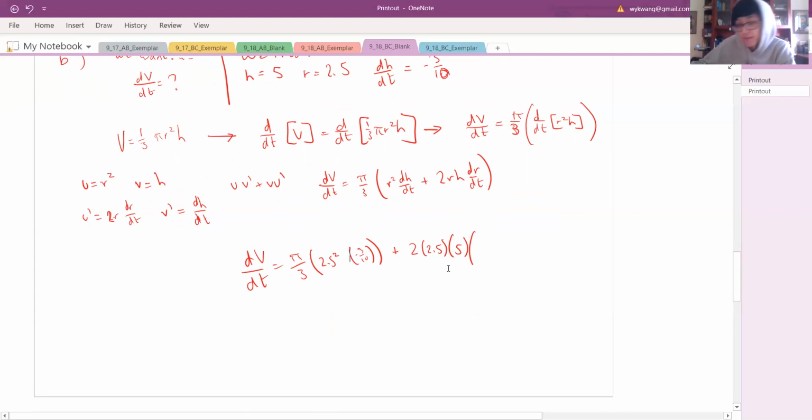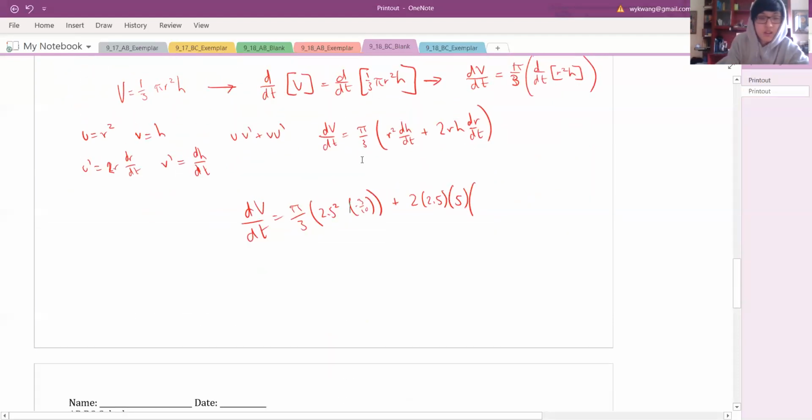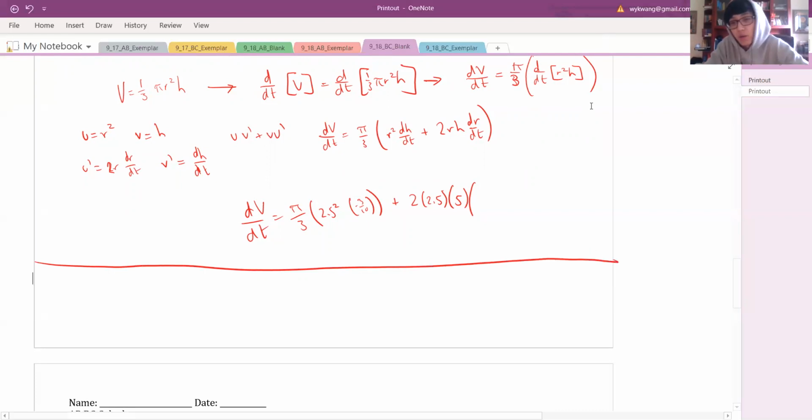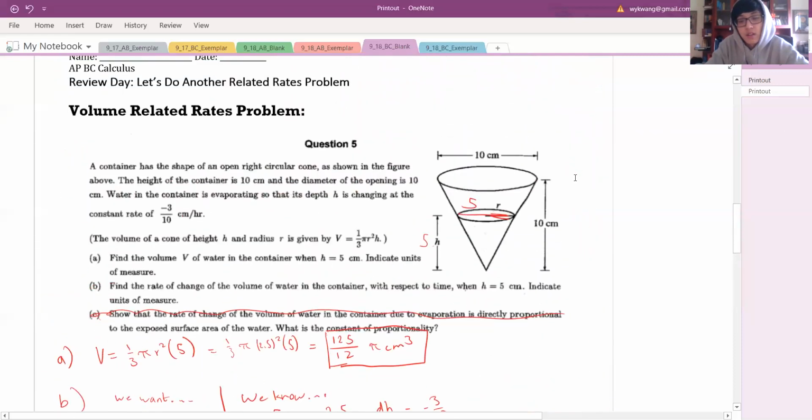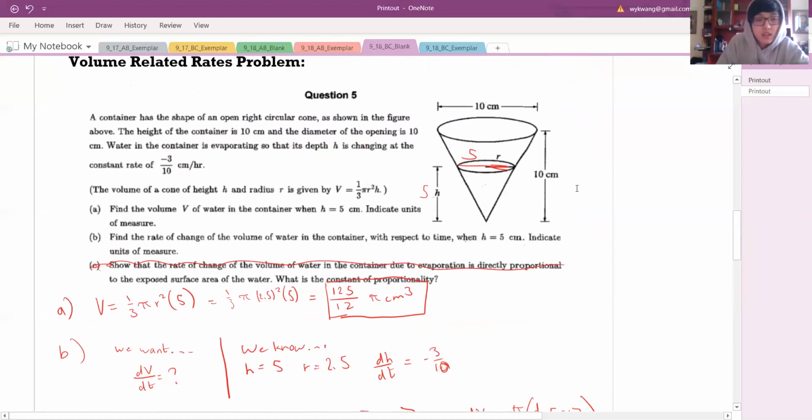That's why this problem is hard, because there's a trick that we have to figure out. The trick is here. I'm going to start working from this point onwards. The trick is that we never needed to include r in this equation, because if we look at our previous work, we saw that r is half of h. R is half of h here, because 2.5 is half of 5.